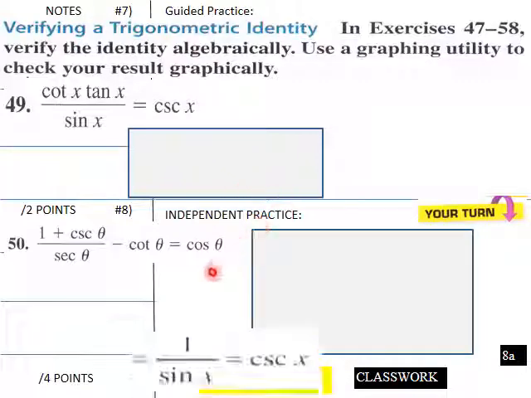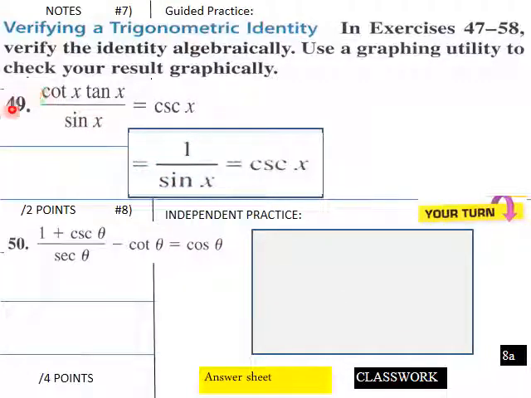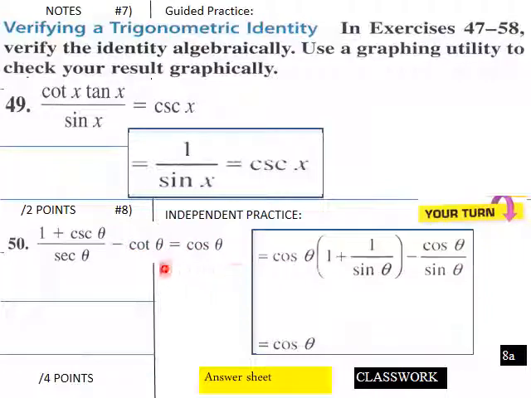Okay, so getting into our solutions here for our guided practice, cotan x, tan x, these are inverses of each other, so that goes to 1. And then we have 1 over sine x, which is, guess what, the same thing as cosecant x, so that one solves itself there. And then down here, 1 plus cosecant theta over secant theta minus cotan theta, does that equal cosine theta?